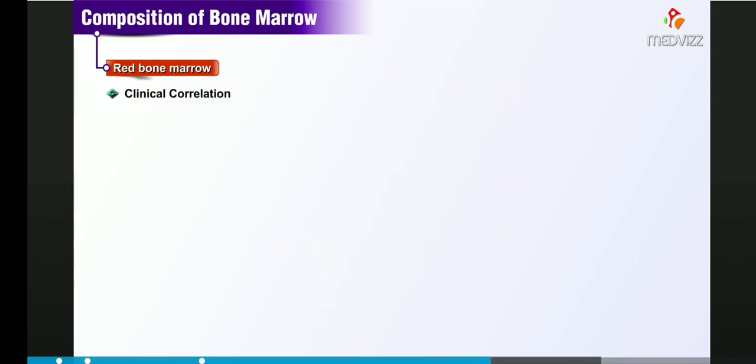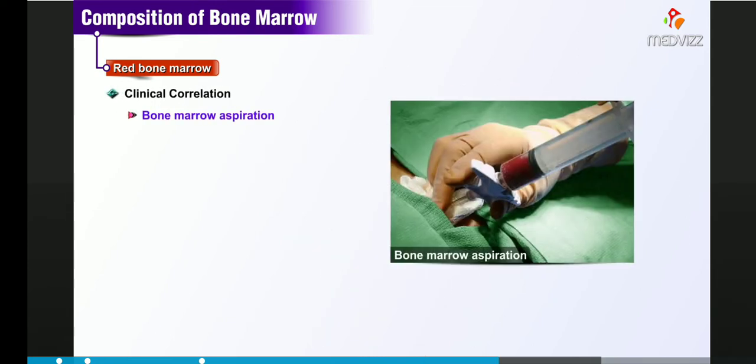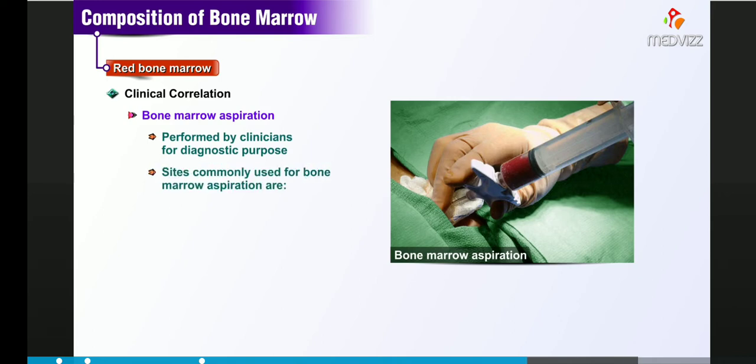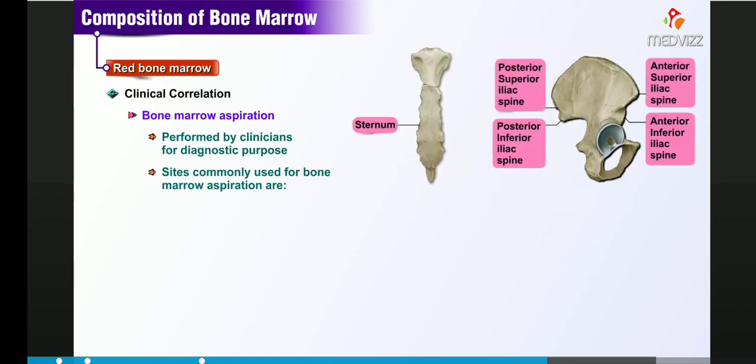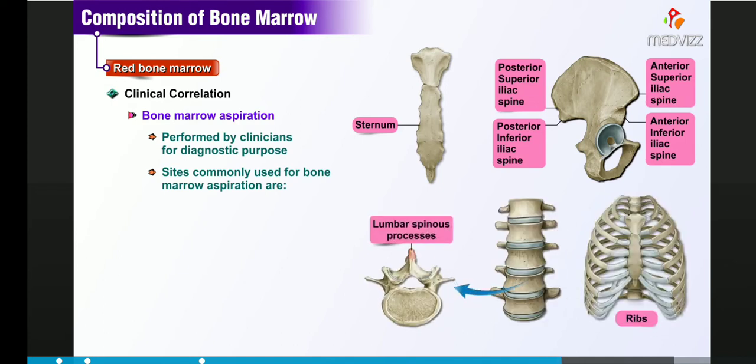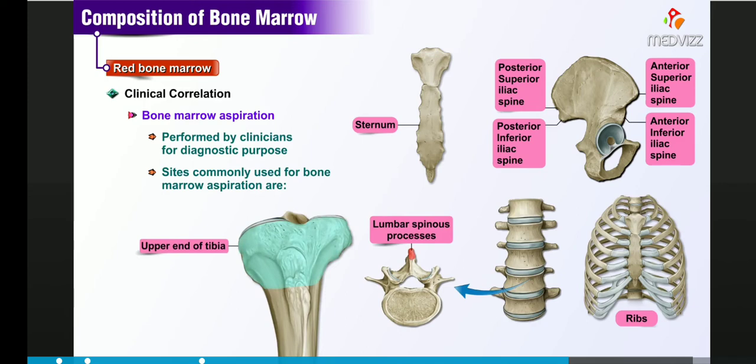An important clinical tidbit: bone marrow aspiration. Bone marrow aspiration is often performed by clinicians for diagnostic purposes. The sites commonly used for bone marrow aspiration include the sternum, the anterior and posterior iliac spines of the hip bones, the ribs, the lumbar spinous processes, and the upper end of the tibia.